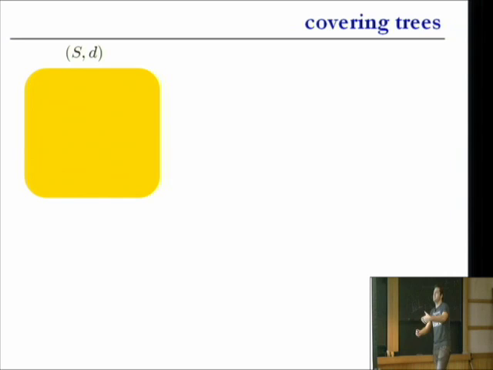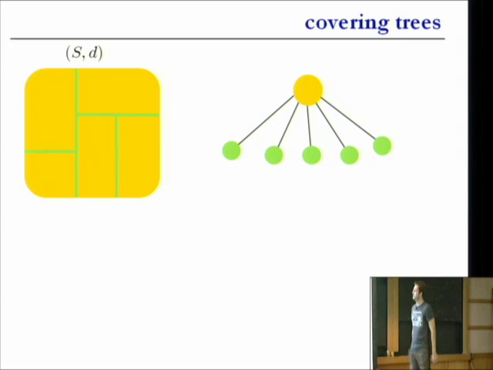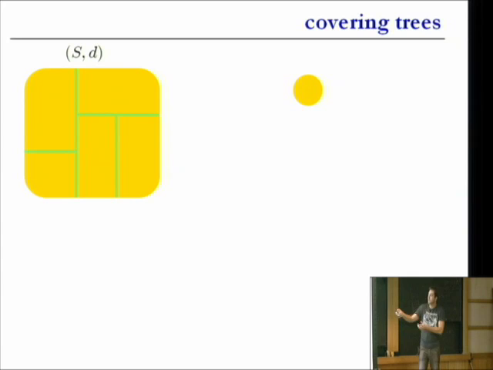And let's think about some sequence of recursive partitions. I don't know if you can see this one, but there are green lines there. Some sequence of recursive partitions of this space. And of course, associated with a sequence of partitions, we can construct a tree on the space as well. The root node corresponds to the whole space. Now I break the space here into five pieces, and I get a tree which has five children.